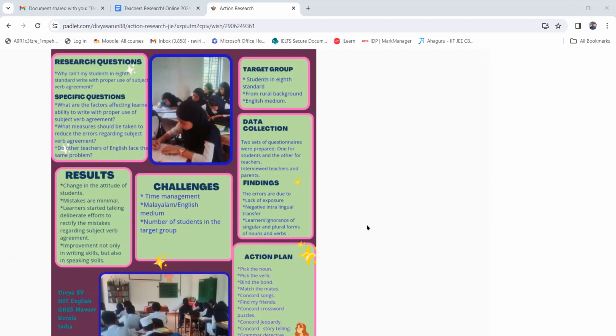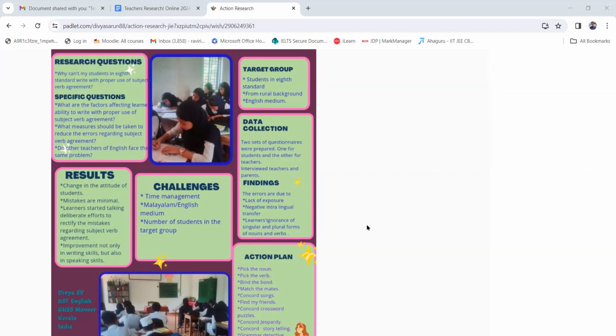After the data collection, I found out that the errors are due to the mother tongue influence and lack of exposure. And some students are not able to identify singular and plural. So these were the problems, and an action plan was prepared: an action plan of 12 activities for 12 weeks. This action plan was carefully prepared, and I started implementing it in my classroom.